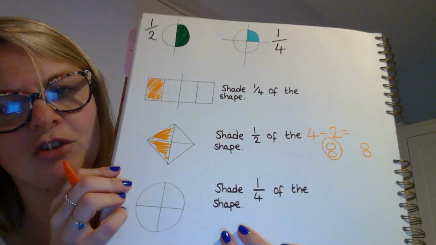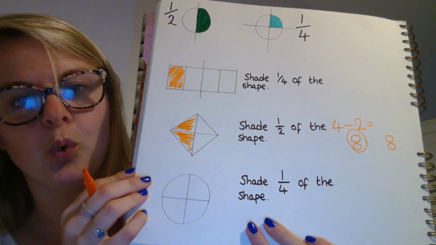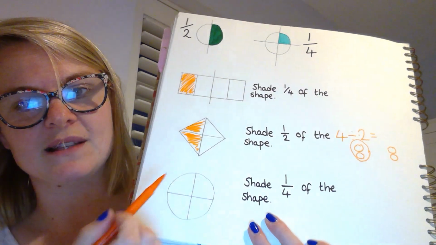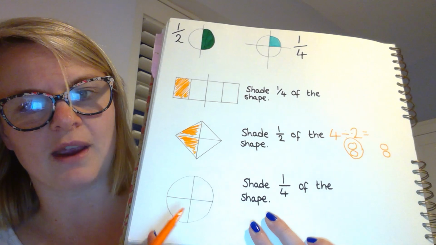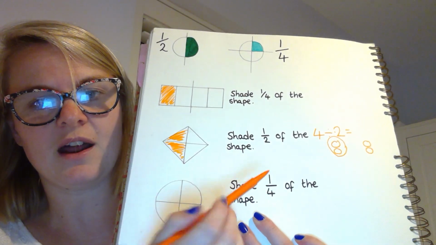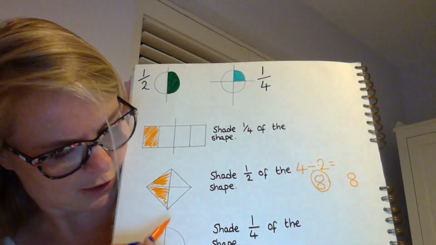Right, my last shape I've got then is to shade a quarter of the shape. So I can see I'm lucky again this time. I've got 1, 2, 3, 4 parts. Brilliant, that's what my quarter says I should have. And I just need to shade in one of those parts.